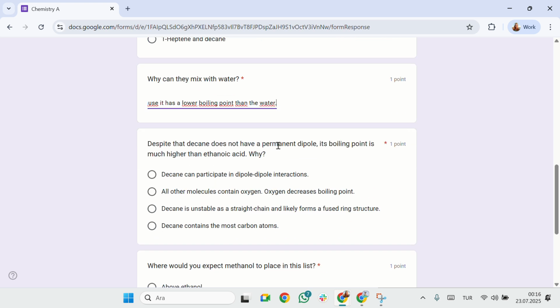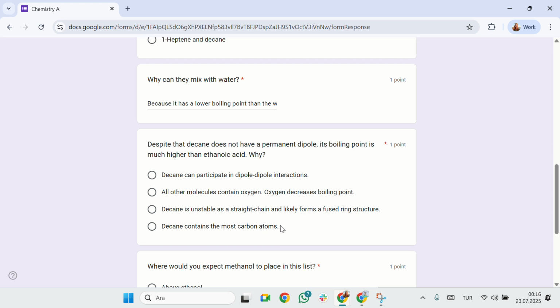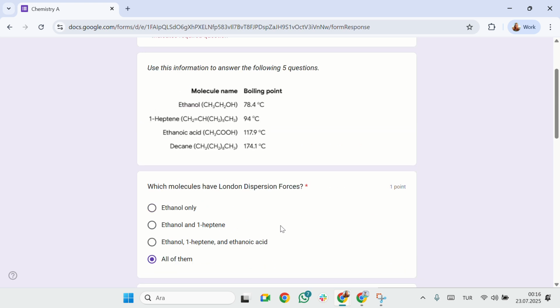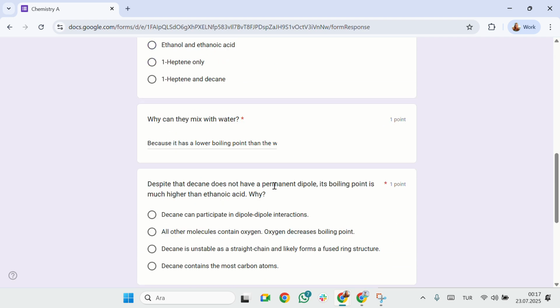Despite decane not having a permanent dipole, its boiling point is much higher than ethanoic acid. Why? Decane can form permanent dipole-dipole interactions and decreases boiling. Decane is unstable, straight chain. Contain the most carbon atoms. One, two, three, four. Oh, okay, A.